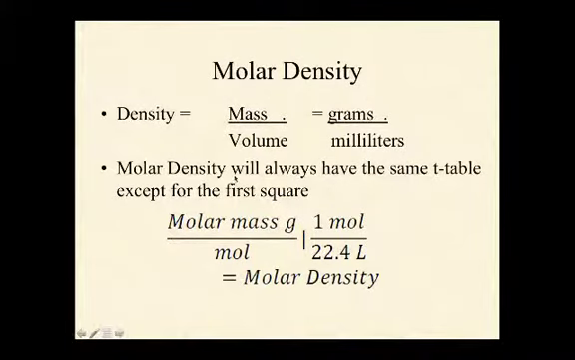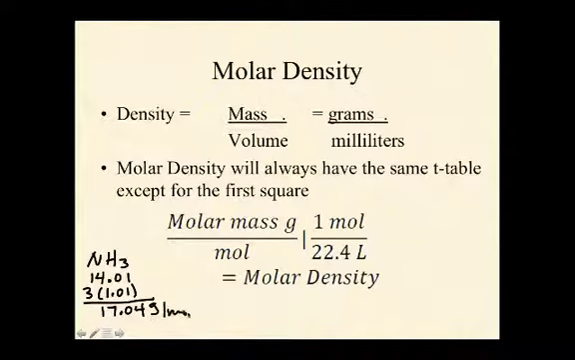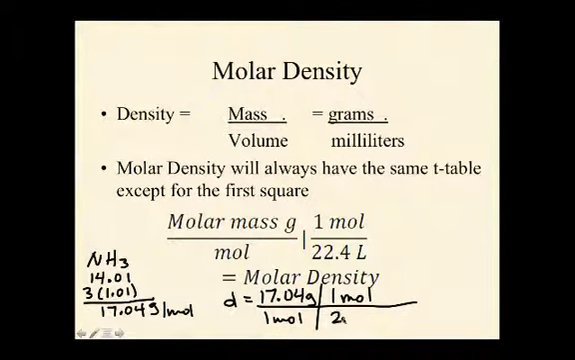Let's do an example. Let's do the molar density of the gas ammonia. Remember, ammonia has the formula NH3. So if the molar mass of nitrogen is 14.01 and hydrogen is 1.01, then the molar mass of ammonia is 17.04 grams per mole, right? So the molar density is going to be 17.04 grams per mole divided by 22.4 liters per mole.